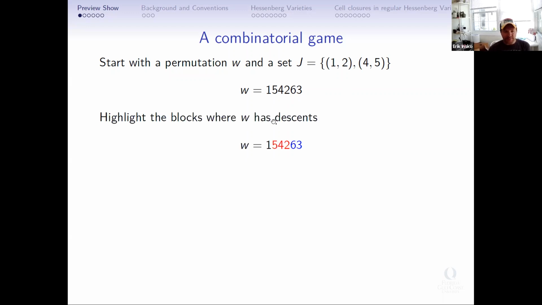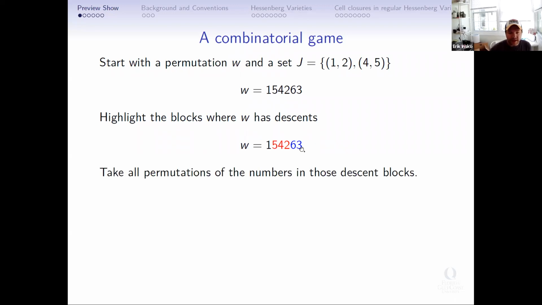The first step in this game is that we're going to highlight all of the places where W has a descent. I've highlighted the first descent block in red and the second descent block in blue. It's like if you were to plot W on a graph: you start at height 1, go up to 5, then descend down to 4 and descend down to 2, climb back up to 6 and then drop back down to 3. So the descent blocks are these 3 numbers and those 2 numbers.